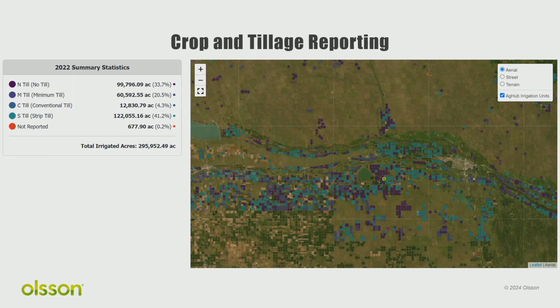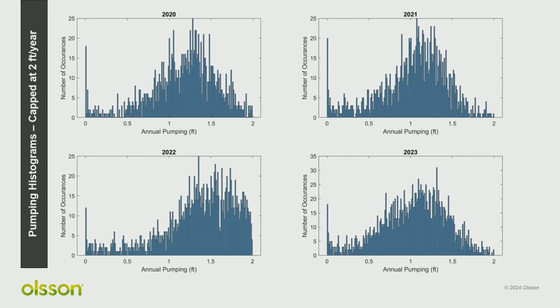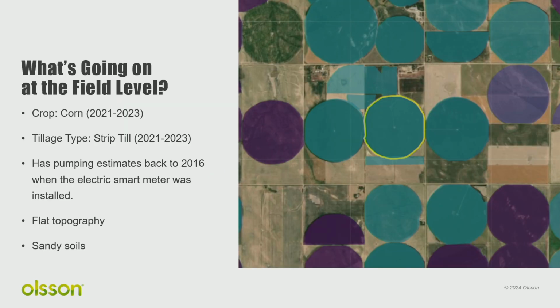Let me go back. We're going to single in on one field. That's right there. We keep all this data secure, obviously, but just to drill into one field, just to see the water budget at this one field. I just picked it out randomly and was pleasantly surprised to see what that looked like. So, corn grown at this field, they're down to strip till, which is not quite no-till, but pretty close. Very flat, sandy soils.